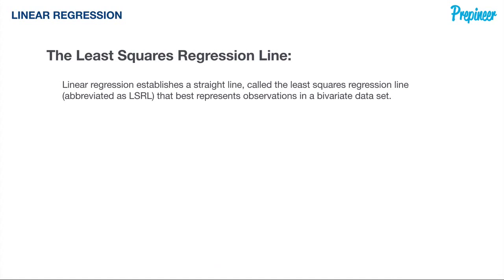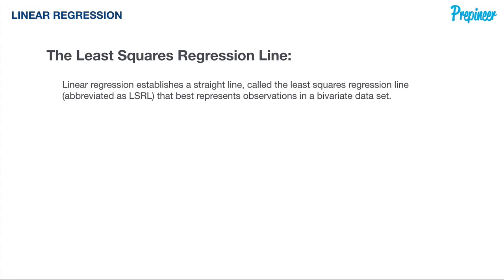So what is the least squares regression line? Linear regression establishes a straight line called the least squares regression line, or abbreviated as LSRL, that best represents observations in a bivariate data set.